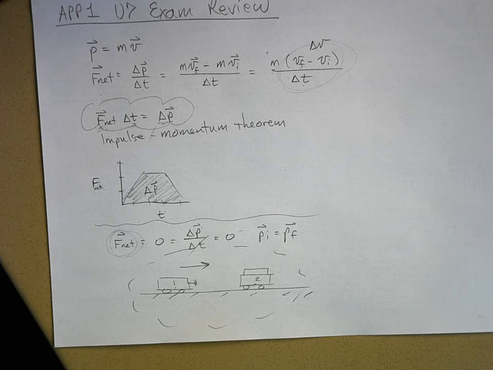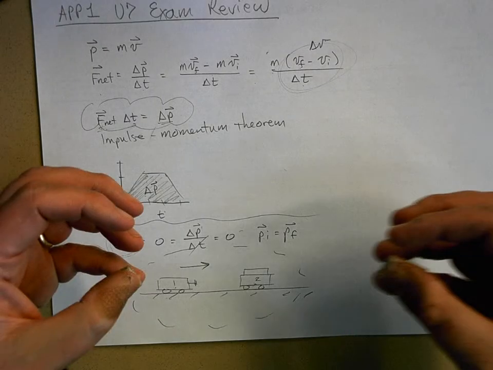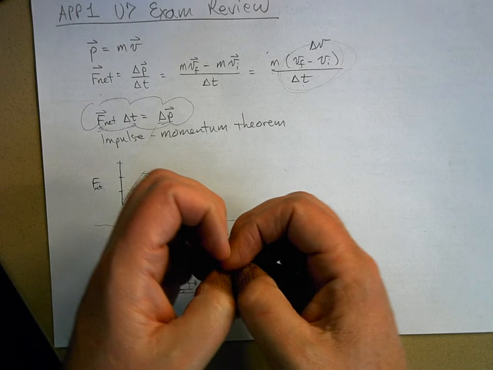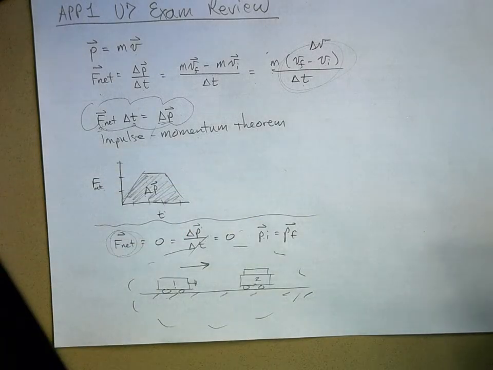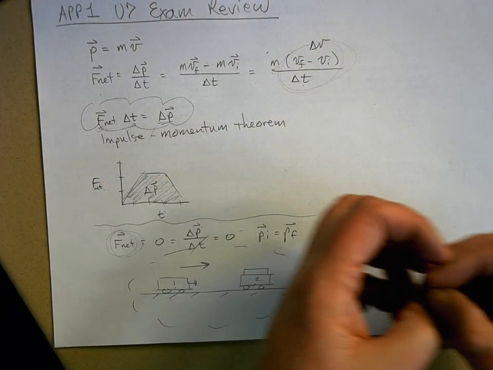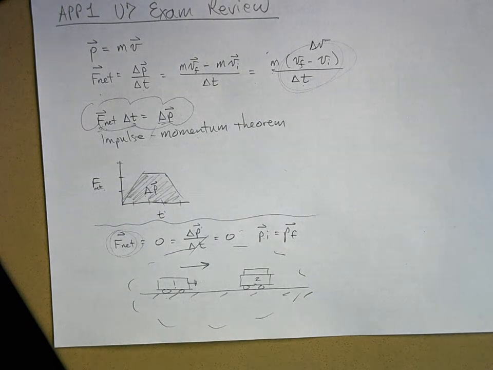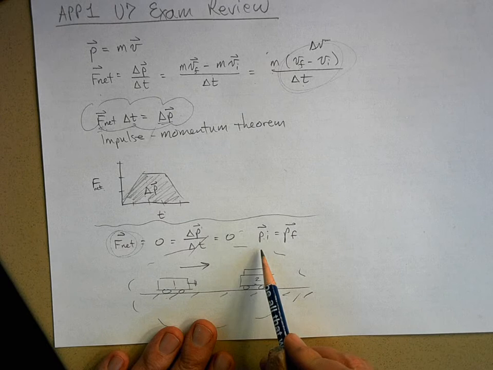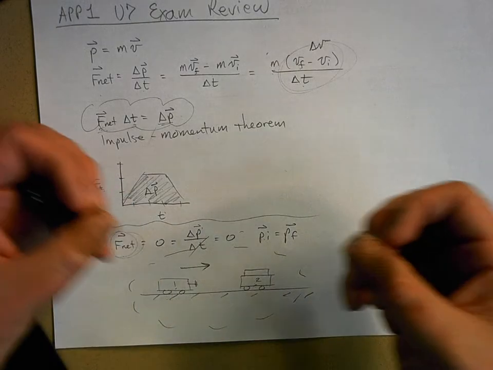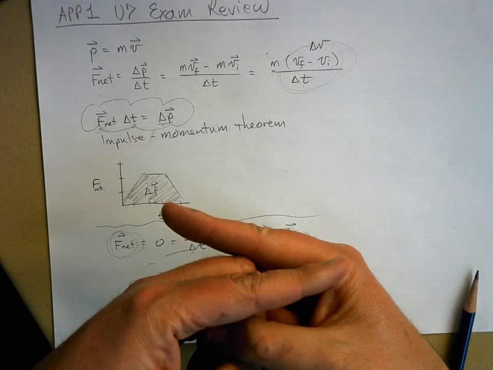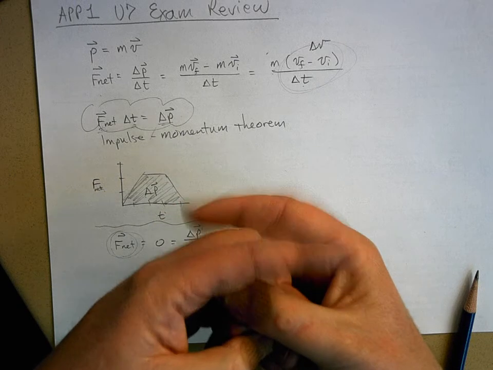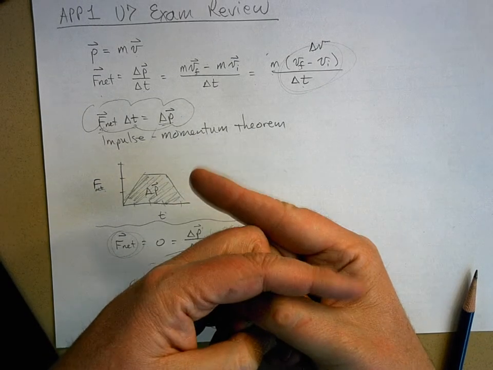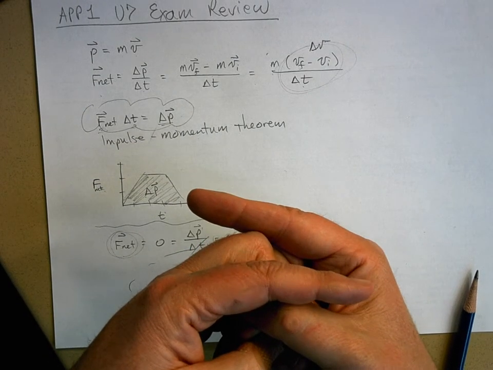Okay? So I will give you a couple of different collision problems. If I give you a collision problem where two objects come in and they could hit and bounce off of each other, or they could hit and stick together, then you can say that the forces they apply to each other to change their momentum are internal to the system. Internal forces don't change the momentum of the overall system.